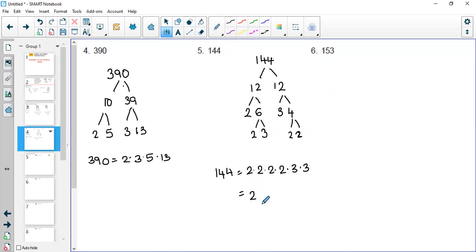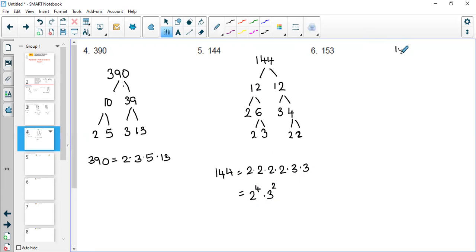Right, now that you have got the prime factors, you are just going to write it in exponential form. So how many 2's do we have? We have 4 2's. That means 2 to the power of 4 multiplied by 3. Now we also have 2 3's, which means it's going to be 3 squared. So 2 to the power of 4 multiplied by 3 squared.